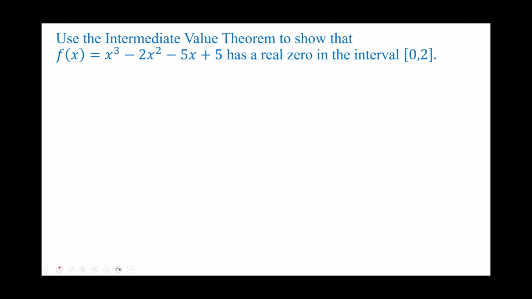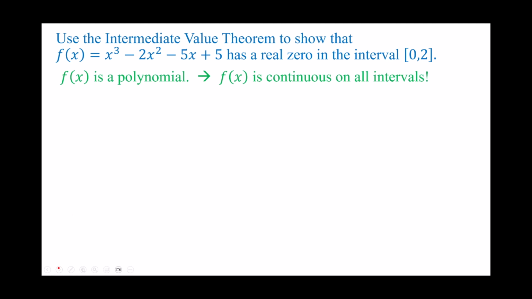Let's use the intermediate value theorem to show that f of x equals x cubed minus 2x squared minus 5x plus 5 has a real 0 in the interval 0 to 2. To do that, we just need to show that f of 0 will be either positive or negative, but f of 2 will have to be the other. f of x is a polynomial, so it's continuous on its whole domain. The domain is all real numbers, so it's continuous everywhere.